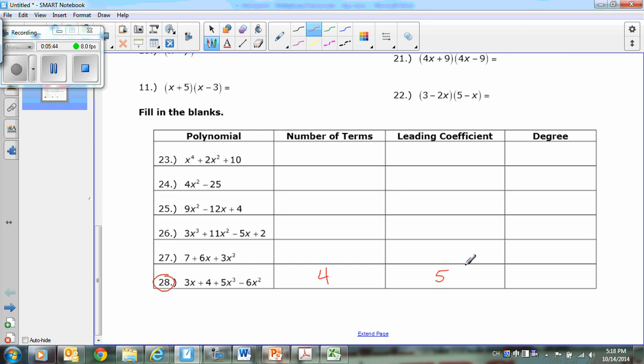And then the degree of the polynomial will be the highest degree of each of these terms. The degree of this term is 1. There's an invisible 1 here. Remember in class we said the degree of any constant term is 0. The degree of this term is 3, and the degree of the last term is 2. We're looking at these powers to figure out the degree. Since this is the term with the highest degree, that makes it the degree of the whole polynomial, so the degree is 3.